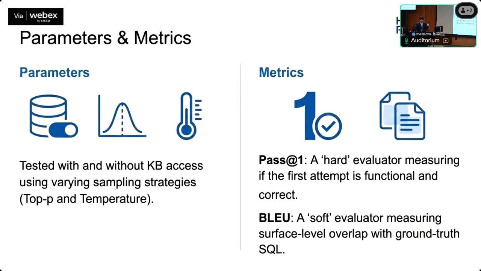But I measured how correct the architecture is with pass@1 and BLEU. Pass@1 just measures whether the query was correct or not. It's a very hard evaluator, but BLEU is a soft evaluator. It measures how similar the generated query was to the ground truth.